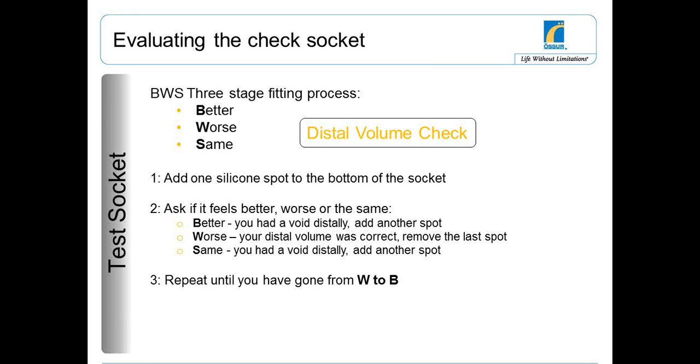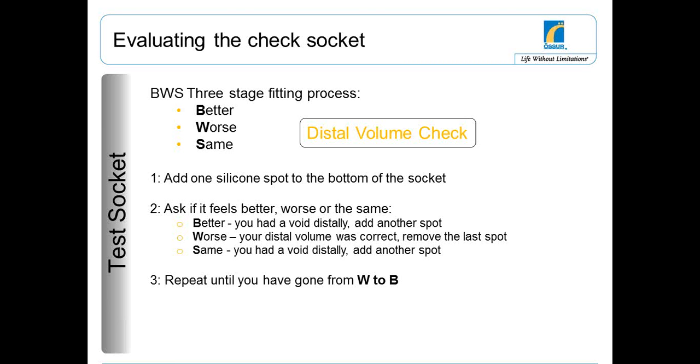But basically, you want to add one of these spots to the bottom of the socket, and see if the client you're working with says it feels better, worse, or the same. If you add a pad and it feels worse, then you're probably already correct. And in most cases, when I do that 6 millimeter reduction off the bottom, I'm finding that I don't need to do anything with these pads.